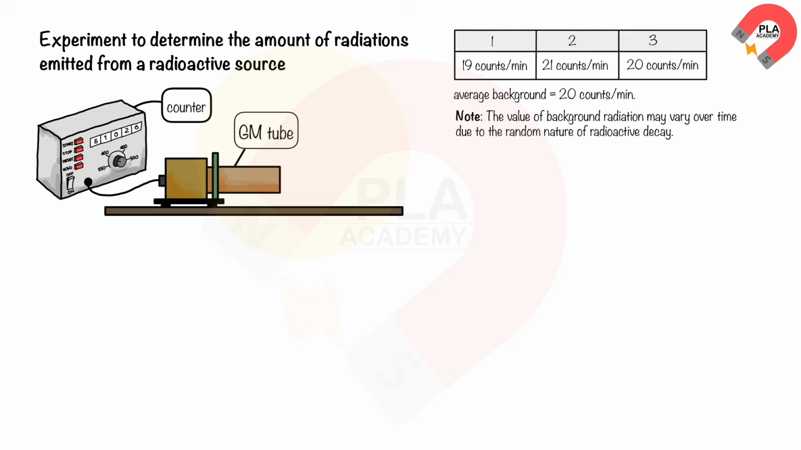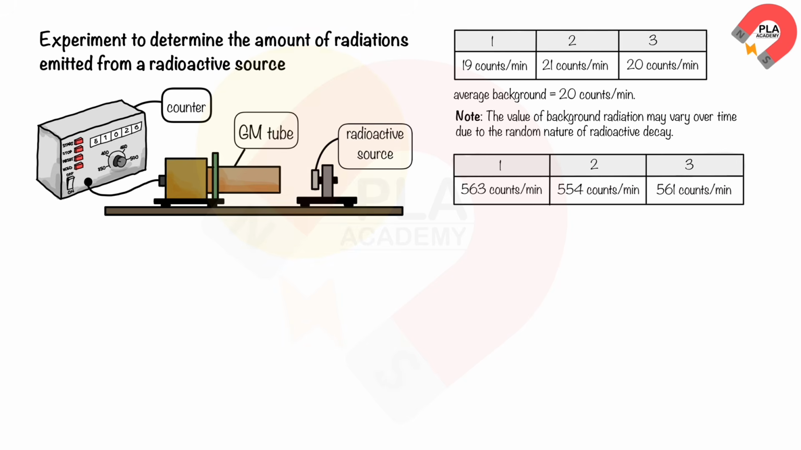Second method, to measure the count rate of the radioactive source without an absorber. Place the radioactive source close to the GM tube, because alpha particles can only travel about 5 centimeters through air. The results are shown in the table. Therefore, the average count rate is 560 counts per minute. So the count rate of radiation from the source is 540 counts per minute after subtracting the background radiation.